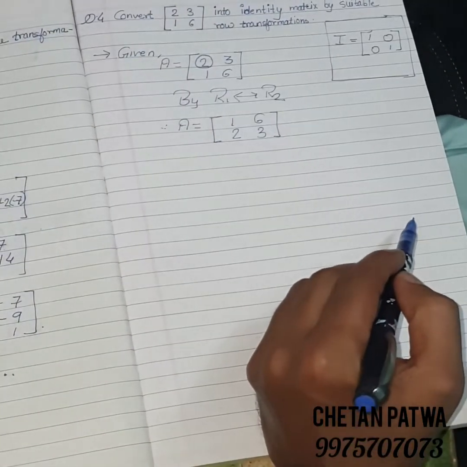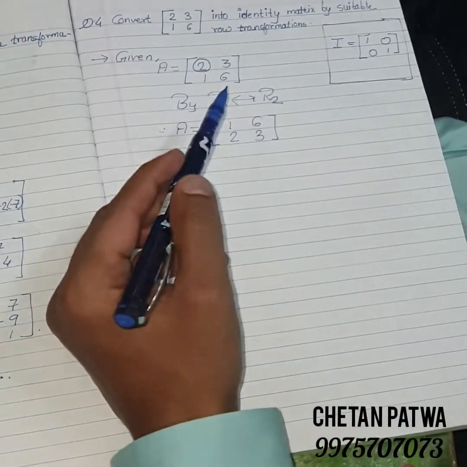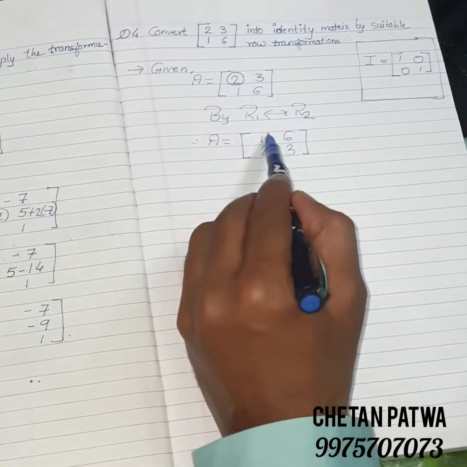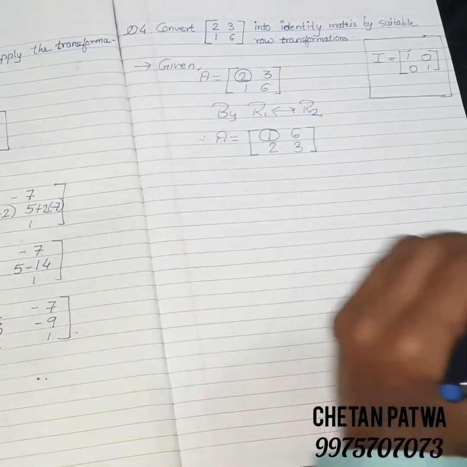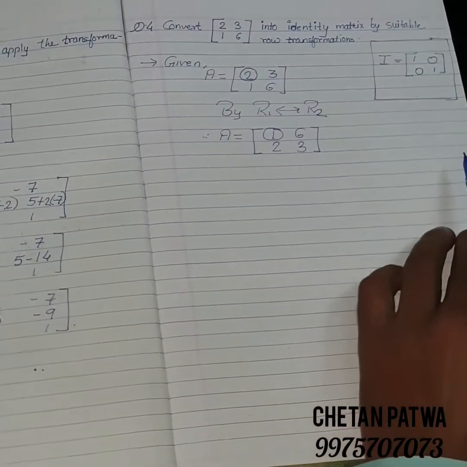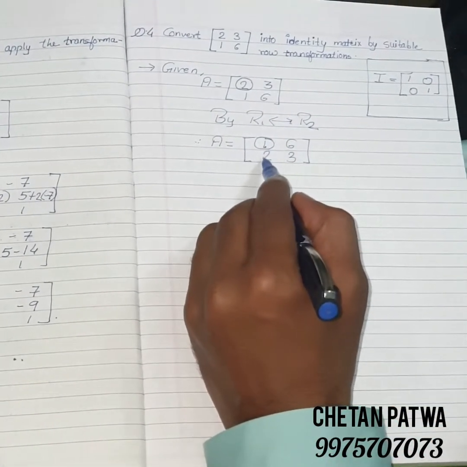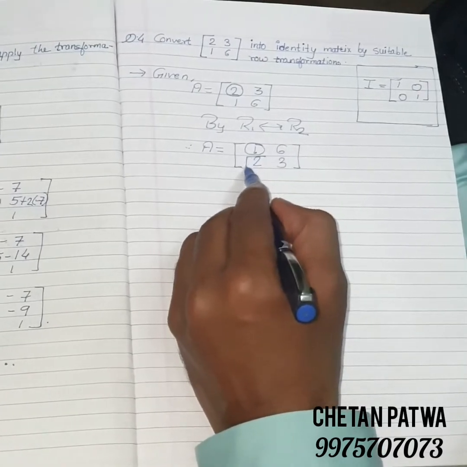So here what we have done? We have interchanged R1 and R2. Why have we interchanged R1 and R2? Because here the element we required was 1. Now let's move to the second step. Now after making this element 1, we will try to make this element 0.